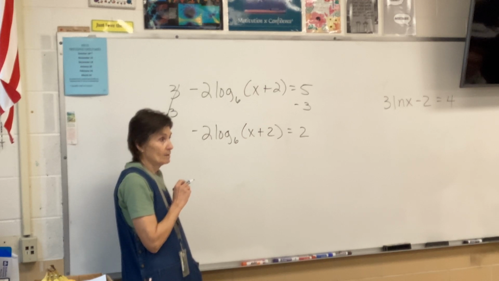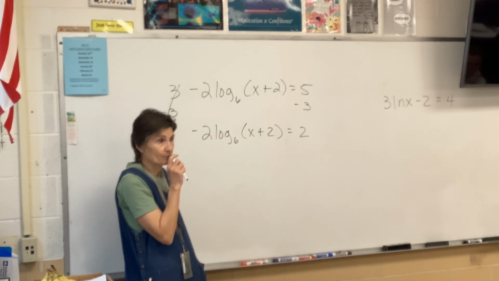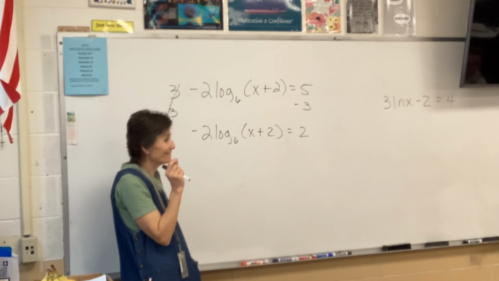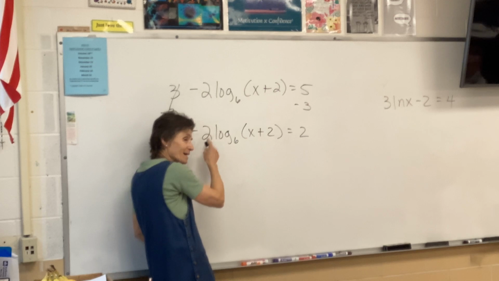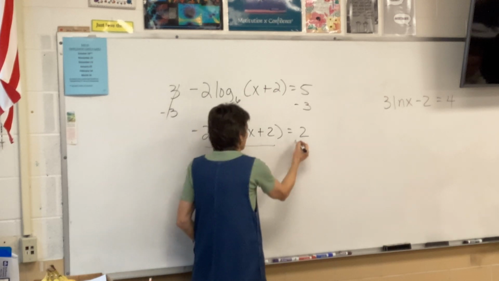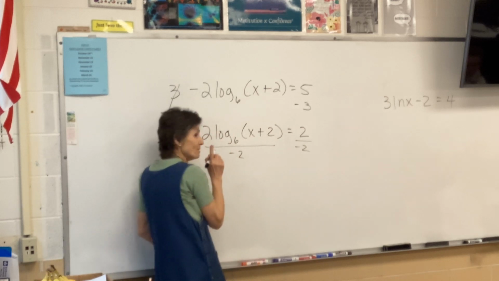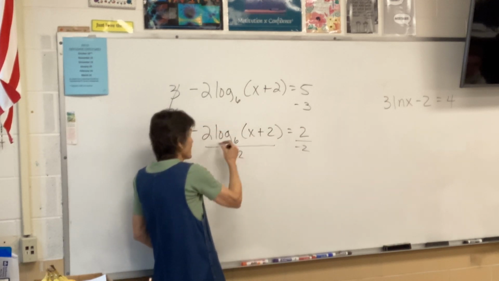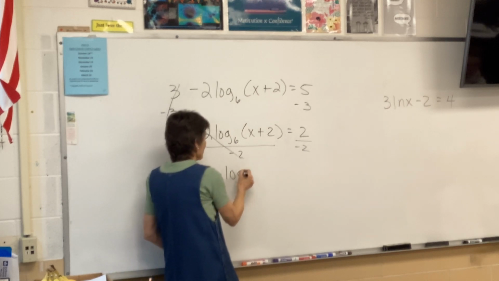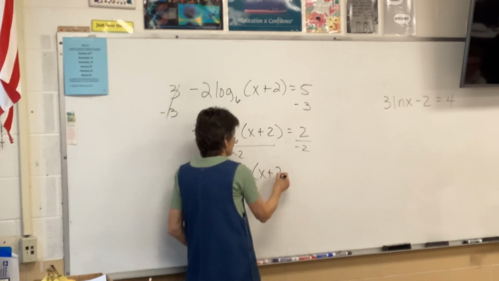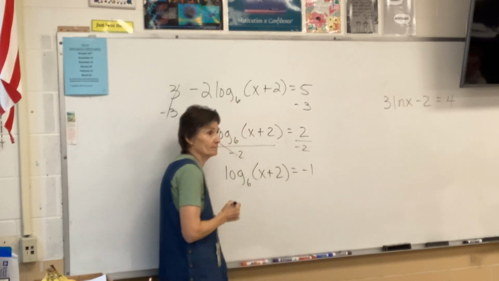Perfect. What's the next step? Divide by negative 2. You can't have this number out in front, guys. Get rid of it every time. So now we're going to divide by negative 2. When you divide, it doesn't change anything. It just cancels that out. So it's log base 6 of x plus 2 equals negative 1.